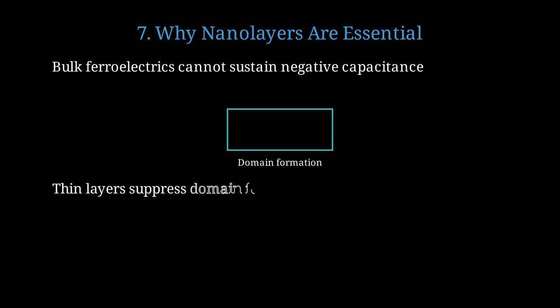When the ferroelectric layer is extremely thin, typically under 10 nanometers, domain formation is suppressed. The ferroelectric thickness must be less than about 10 nanometers for this effect to work. The series capacitor creates a depolarization field that provides a restoring force, stabilizing the negative capacitance state.